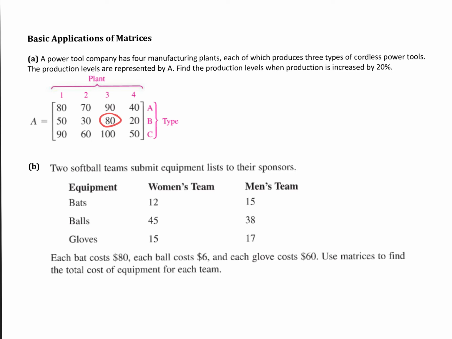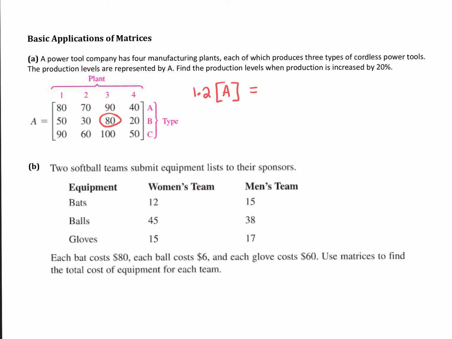So if I wanted to see what would happen if we increase production by 20%, I just have to multiply that matrix A by some scalar. Now the scalar I'm going to multiply is not 0.2, right? Because that would just give me 20% of each of those numbers. It would have to be 1.2.